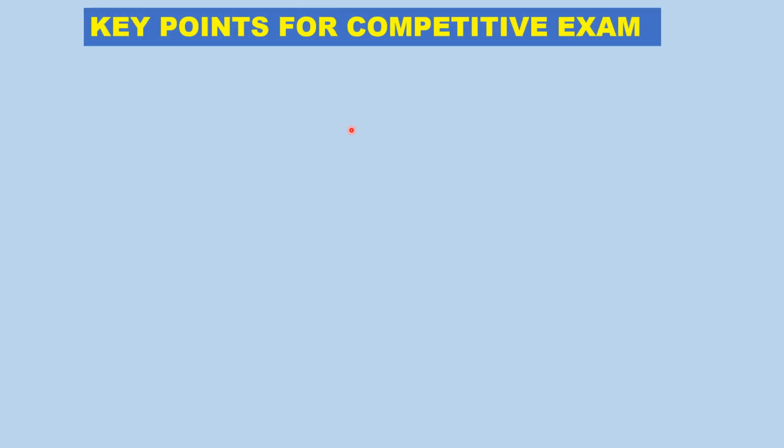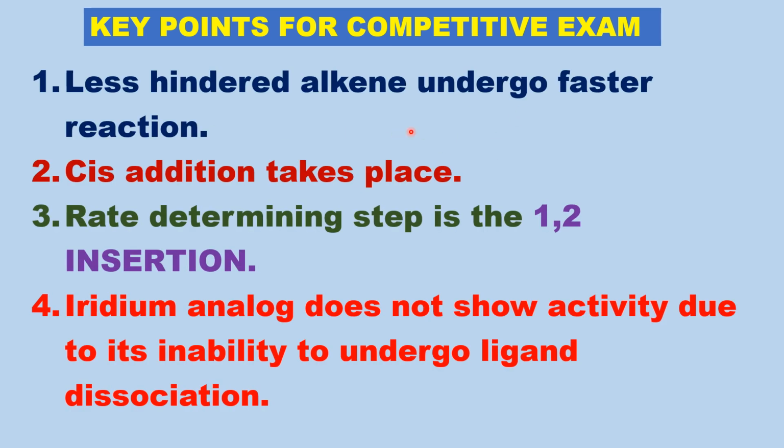What are the key points to remember for competitive exams? First, less hindered alkene undergoes faster hydrogenation reaction. Second, cis addition takes place. Third, the rate determining step is the 1,2 insertion reaction because two covalent bonds are formed. And the iridium analog does not show catalytic activity because of its inability to undergo ligand dissociation, because the iridium ligand bond is very strong.